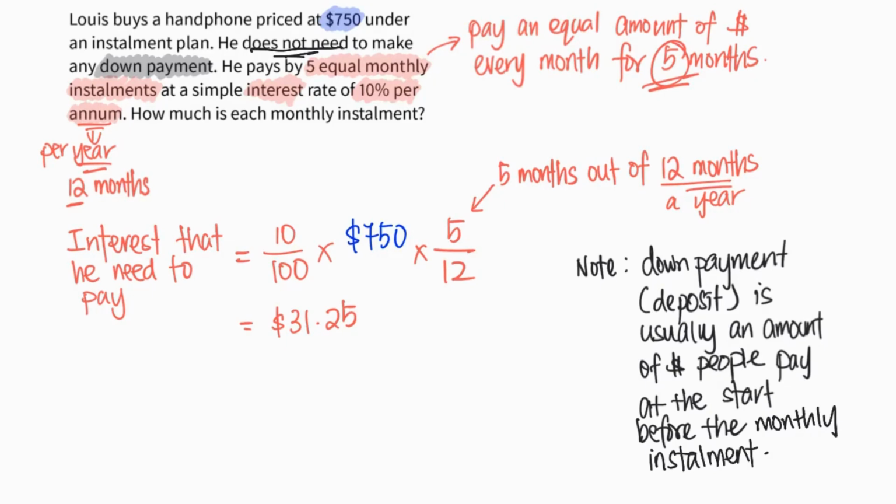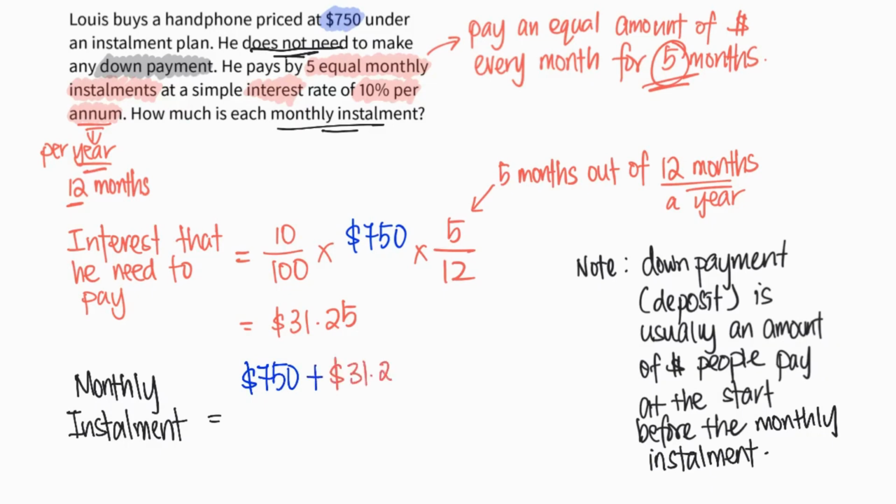And so, how much is each monthly installment? Well, the monthly installment will be equals to the total amount that he has to pay, $750 plus $31.25, the whole thing divided by 5 months, and this will give me a value of $156.25.